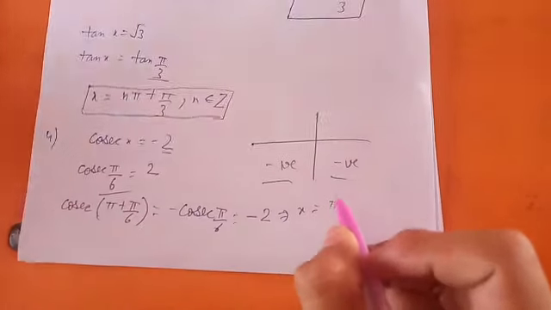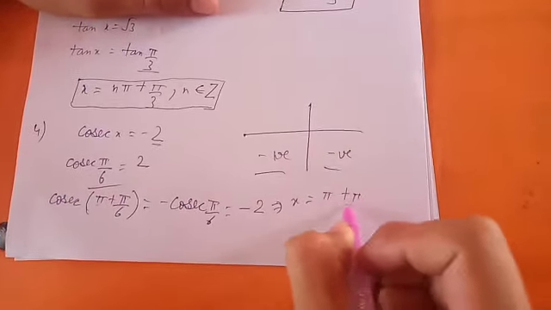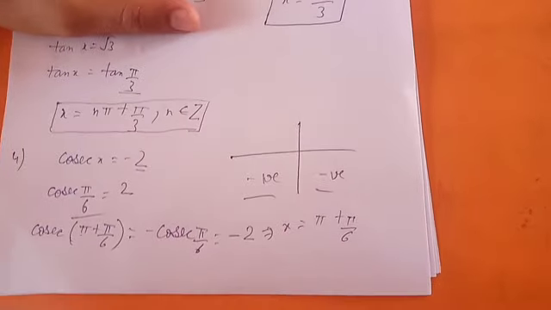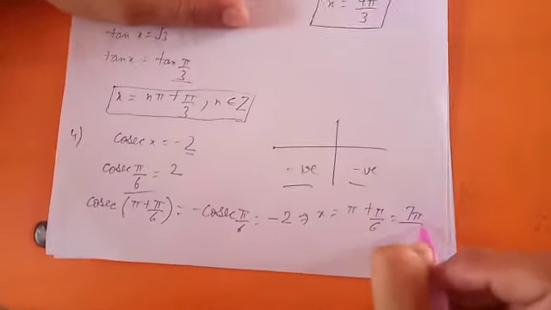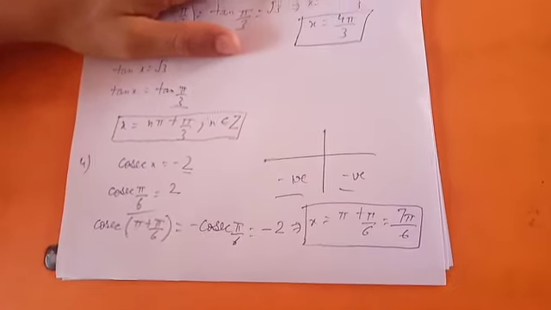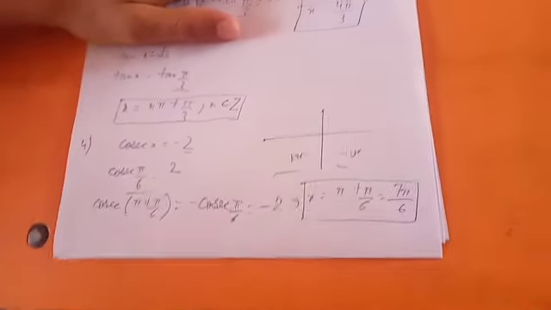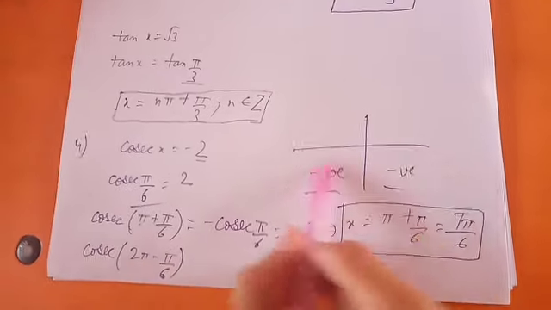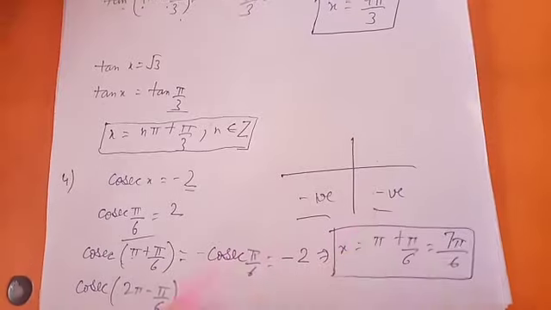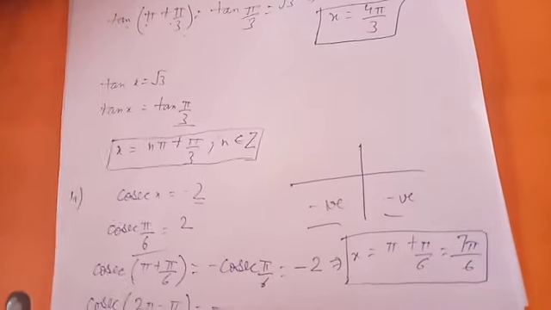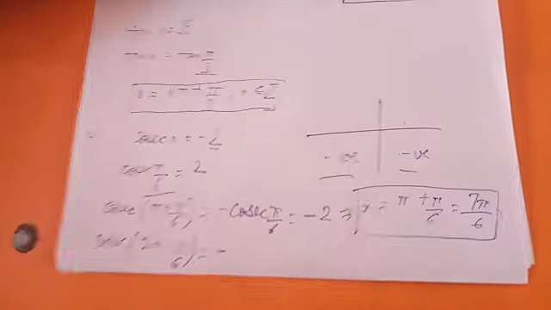That x is equal to pi plus pi by 6, that is 7 pi by 6. So one of our principal solution values is 7 pi by 6. And for another, I can write this as cosec of 2 pi minus pi by 6. 2 pi minus pi by 6 is in fourth quadrant. And cosec is negative in fourth quadrant.